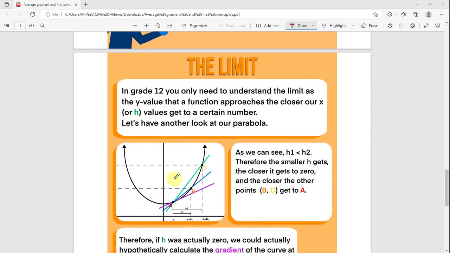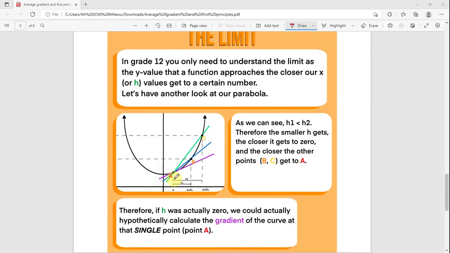What is the limit? In grade 12, you only need to understand the limit as the y value that a function approaches the closer our x or h values get to a certain number. Let's have another look at our parabola. As you can see, h1 is less than h2. Here's h1, the distance between a and b. That is smaller than the distance between a and c.